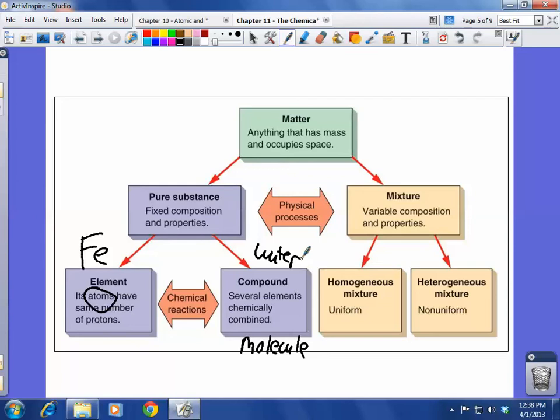Now, my favorite example of a heterogeneous mixture is really just a chocolate chip cookie. Because it's pretty easy to see in a chocolate chip cookie that there are cookie parts and chocolate parts. So since we have that non-uniform nature, it's heterogeneous. Homogeneous mixtures are ones where you can't see a difference. There we go, salt water.